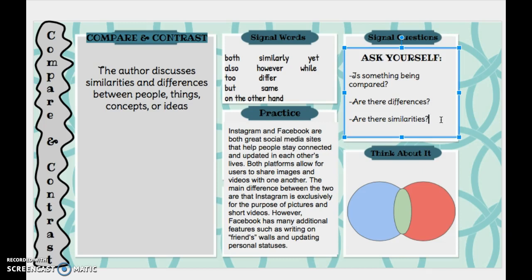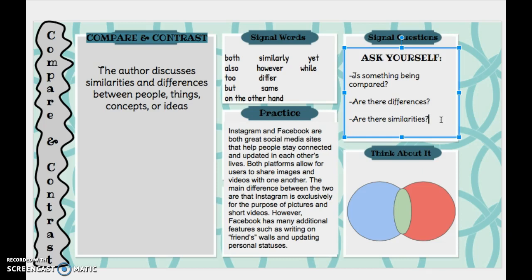Alright, so next, once you've written down the questions and the signal words, you're also going to write down the graphic organizer. The graphic organizer usually associated with the compare and contrast is the Venn diagram. Okay, so in the big, large box, I'd like for you to draw a Venn diagram. That would be your visual for this one. And then next, I want you to just take a look at the practice. You don't have to write anything down for this, but this is just an example.